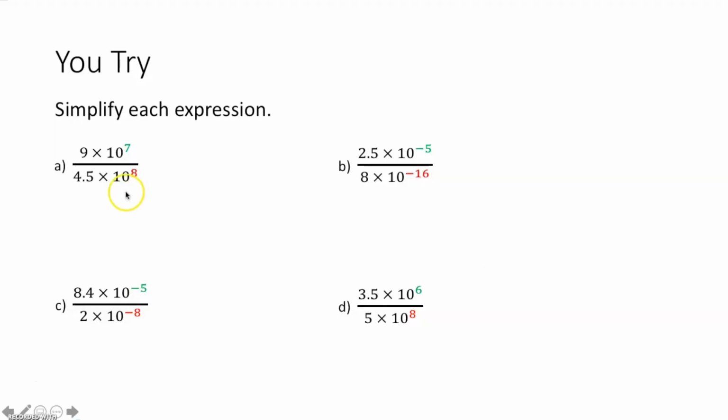You try. Okay, again, to divide two numbers in scientific notation, divide the numbers in front, subtract the exponents. So what's 9 divided by 4.5? That's going to be 2. And then what's 7 minus 8? That's going to be -1. So we end up getting 2 times 10 to the negative first power.